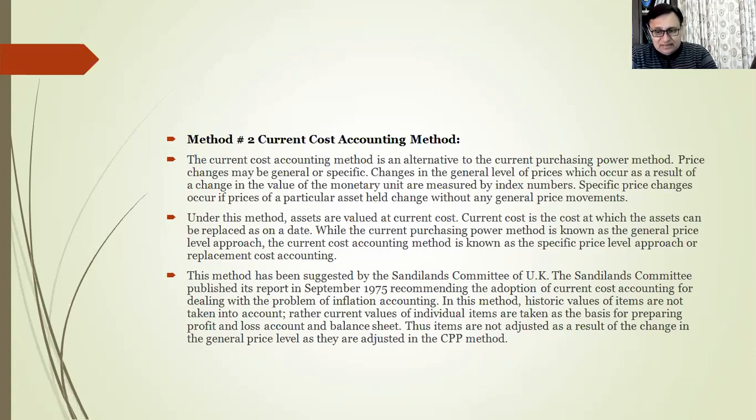In this method, historical values of the items are not taken into account, rather the current values of the individual items are taken as the basis for preparing the profit and loss account and balance sheet. Items are not adjusted as a result of change in the general price level, as they are adjusted in CPP, but they are adjusted in the current values. So we will find out the revalued or the current value of each and every asset.